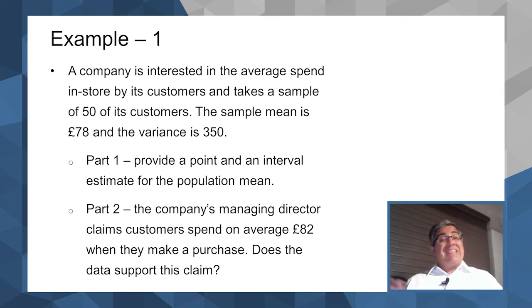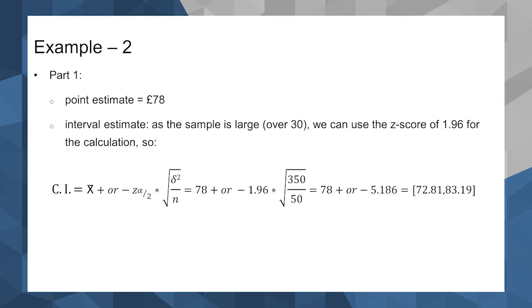First part, the estimation part: provide a point and an interval estimate for the population mean. The second part is pretty much the same calculations, but there's a first step, which is the claim. The claim from the managing director is that they believe each customer spends an average of £82. So then we do the estimation and we see, can we support that claim or not? This one is not for you to go and do. We're going to go through it now.